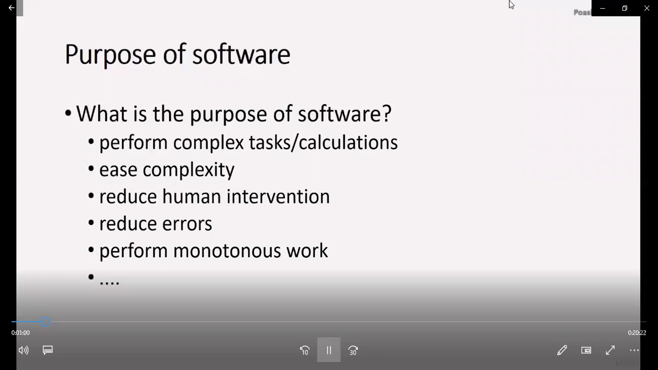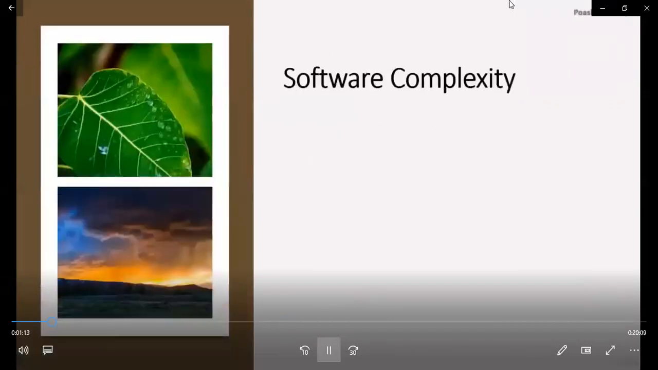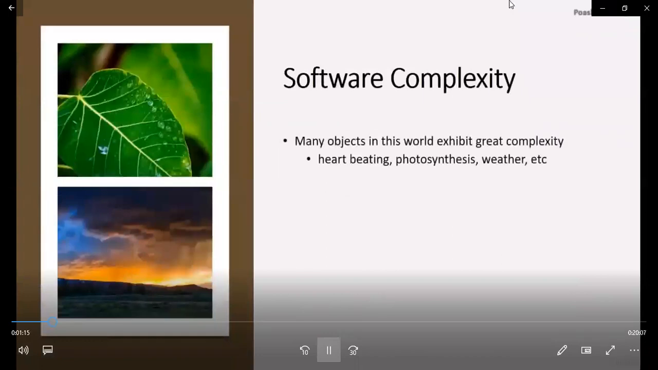For the purpose of the software, the next question is: is developing software complex, or what do you think? So basically the answer to this question is yes, developing software is complex. So writing the software is complex. So let's understand this in depth.